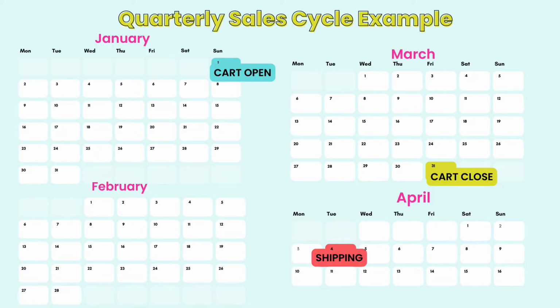Now in this example, our ship date is April 4th, and renewals for the next box, the August box, take place on April 11th. The sales cycle for the August box starts April 1st and goes through July 30th when the cart closes and we start selling the next box, and so on.